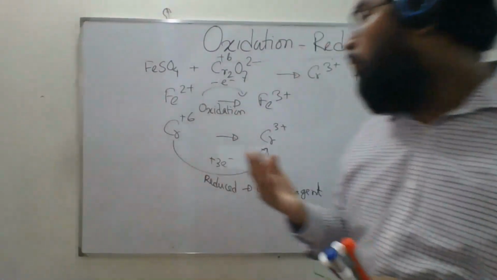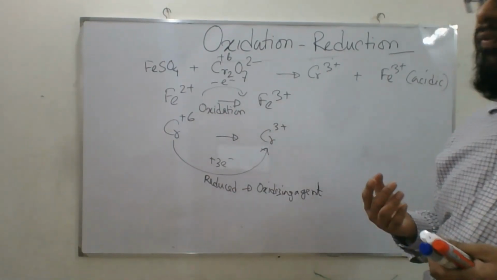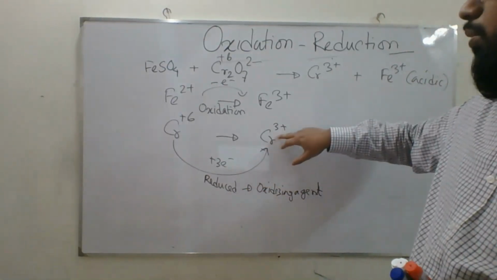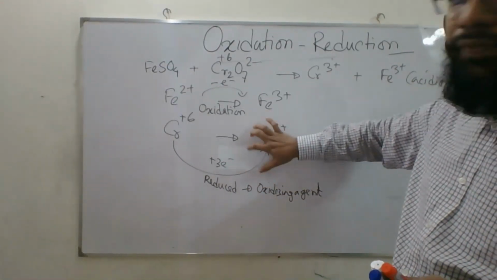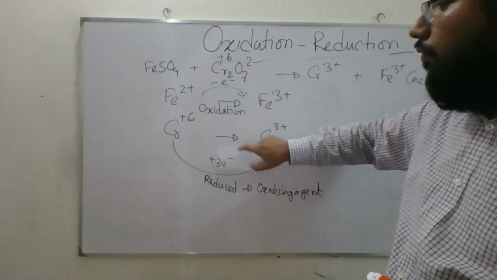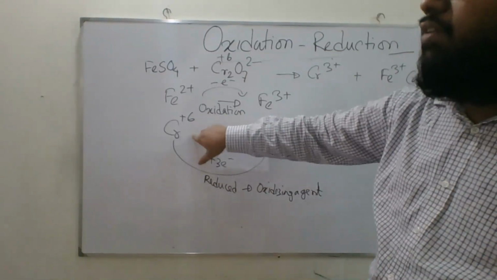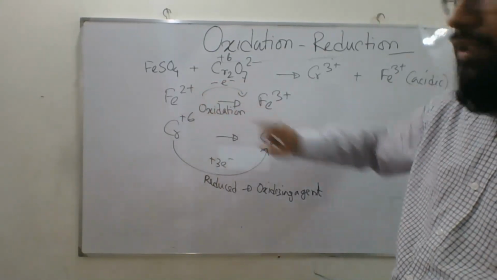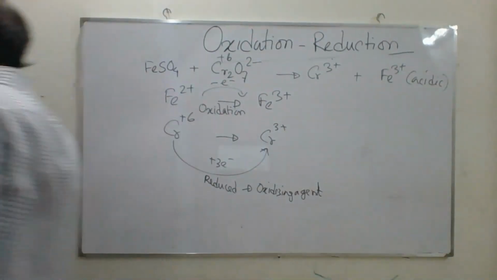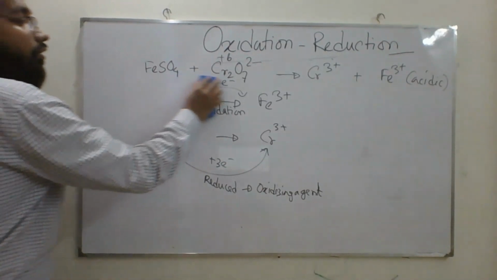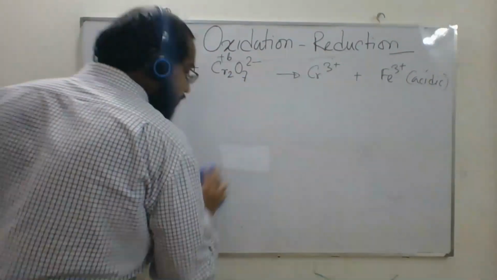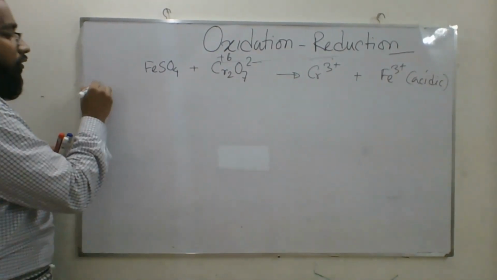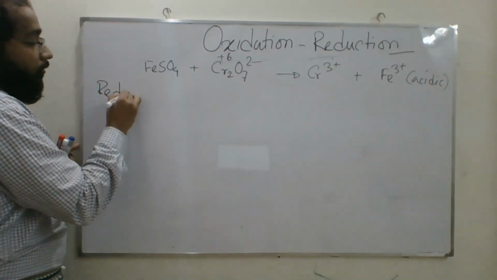Now I will write the reduction half reaction for this one, because here chromium is reduced to chromium 3 plus. So this is basically the oxidizing agent, or the reactant, for which we will write down the reduction half reaction, and for this one we will write down the oxidation half reaction. So from this one, now if I write the reduction half reaction, at first I prefer to write the reduction half reaction.